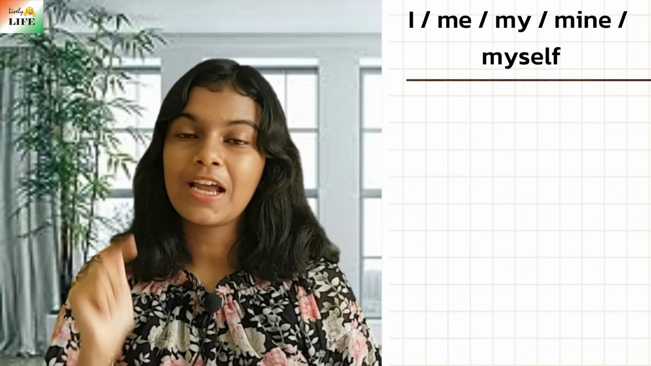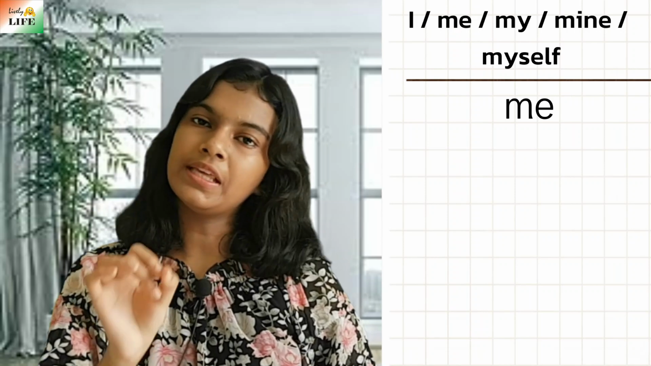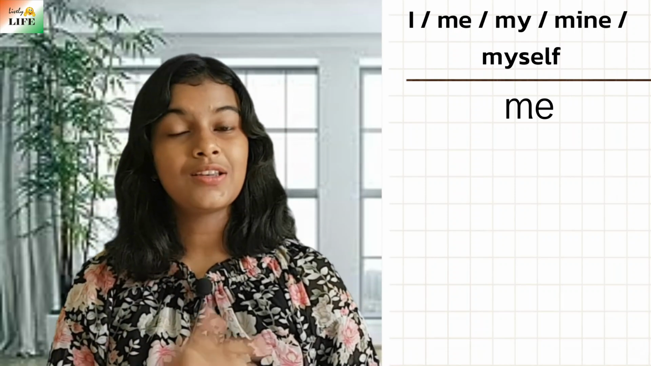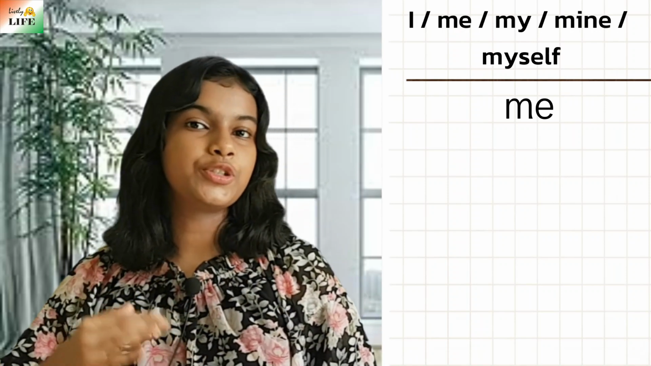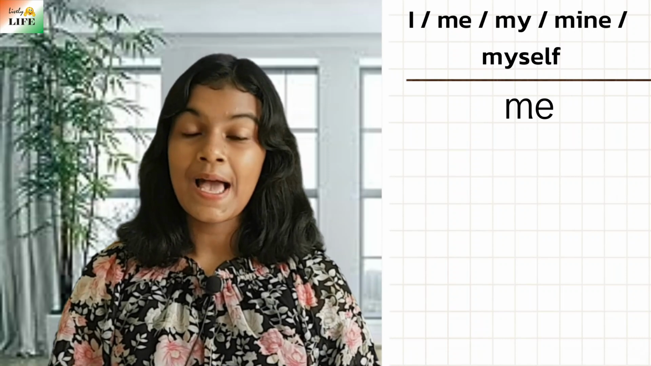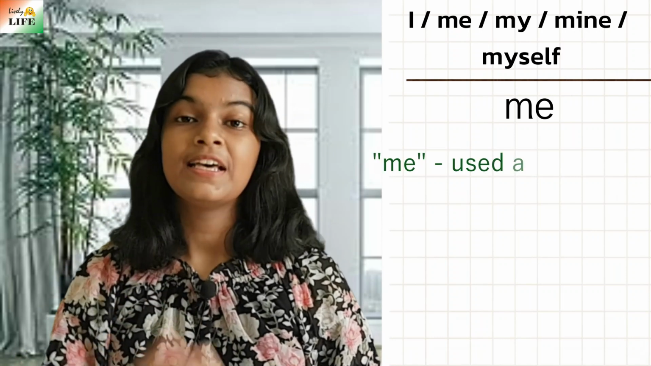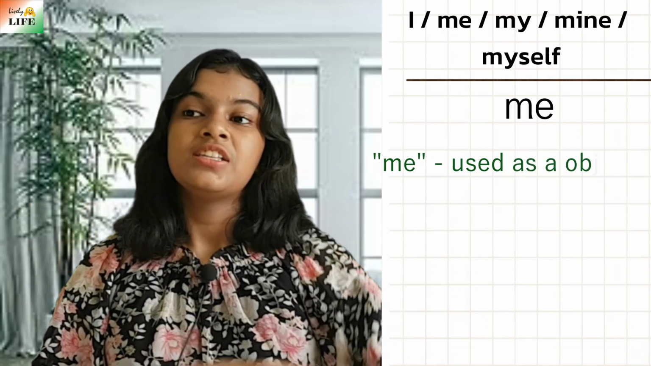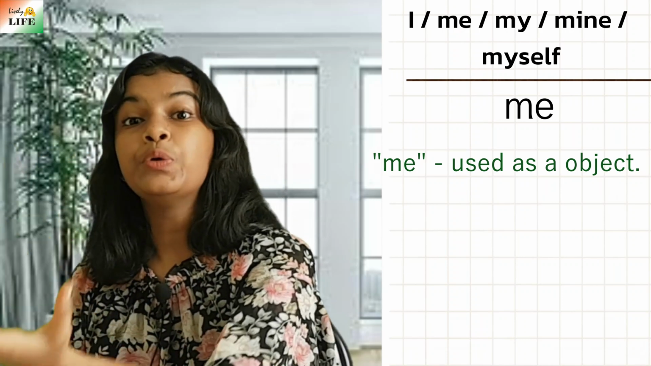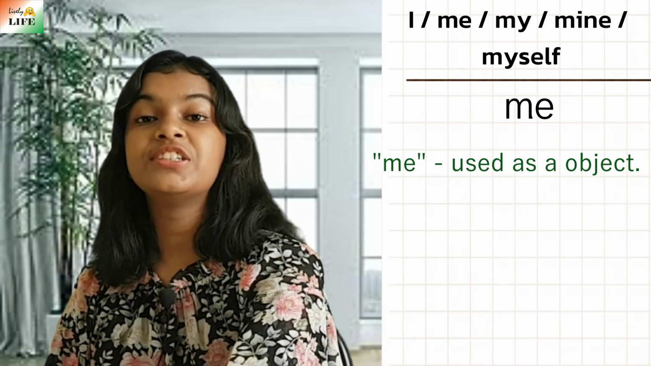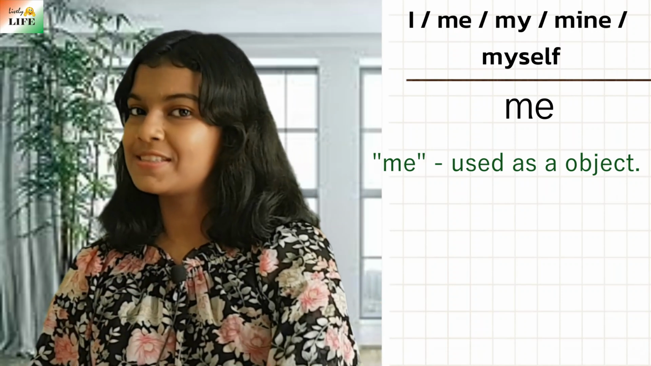So this was I. Now the next one is me. Well, just like I, me is also a pronoun. Then where is the difference? How will we understand where to use I and where to use me? So here is the case. Me is always used as the object, meaning the receiver of the action. Someone else is the subject, or you might also be the subject, but you are the receiver of the action by the subject.